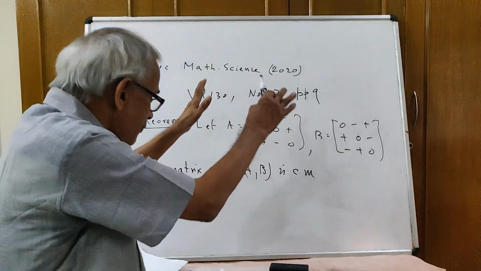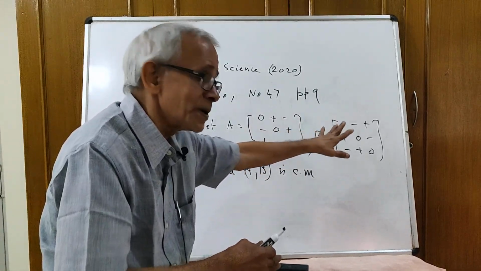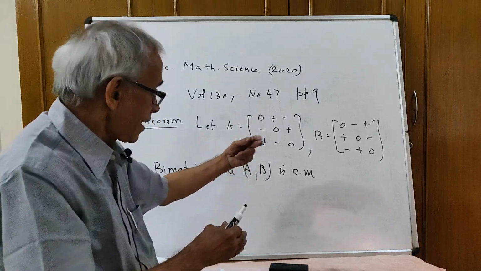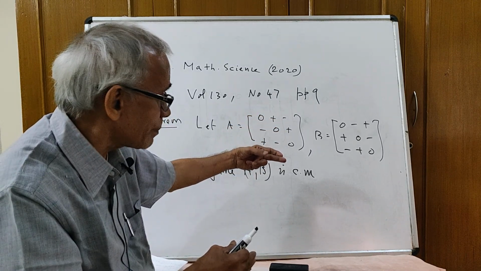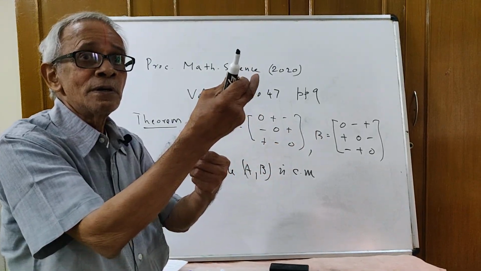In this case, the bimatrix game (A, B) is completely mixed. That is, it has only one equilibrium point and that is completely mixed. No other equilibrium point.